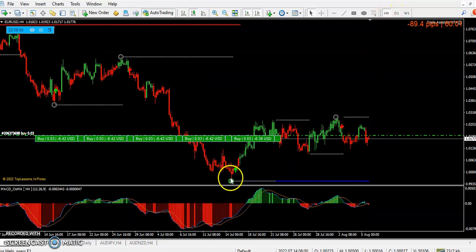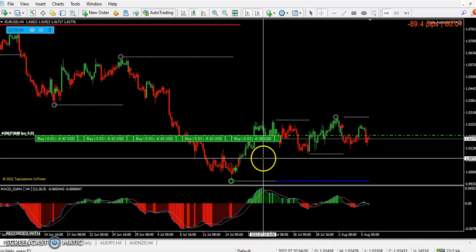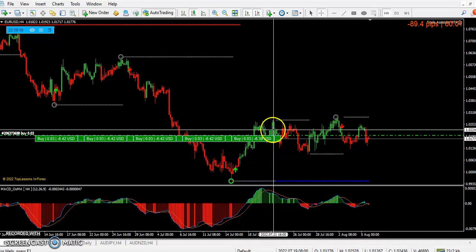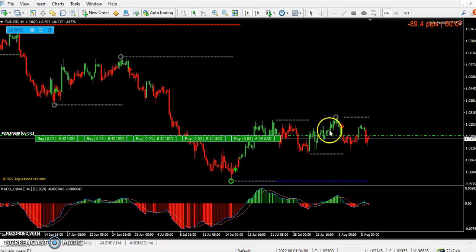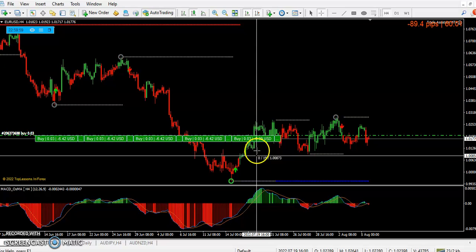So as you see right here, you've got your 4-hour entry. Boom, that would have been somewhere up here. I got in a few pips late, probably 10, 15 pips late. Let me see, that's about what?